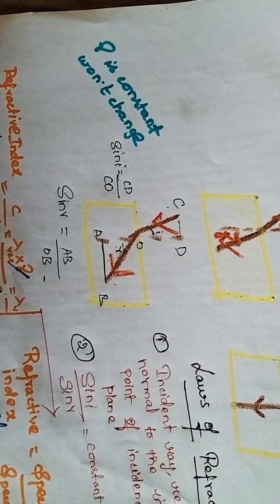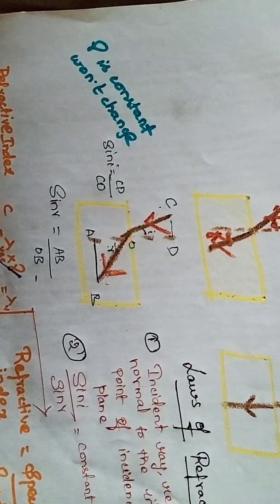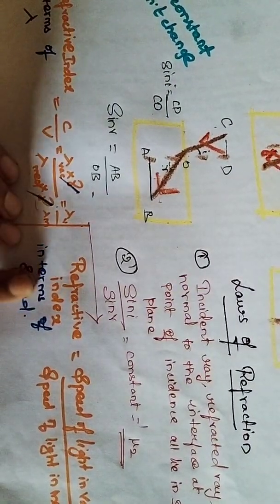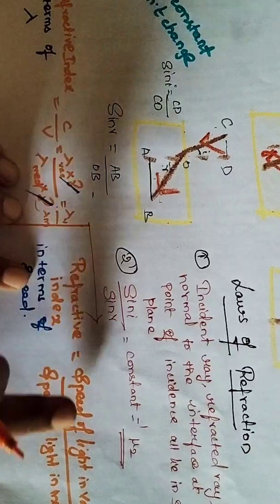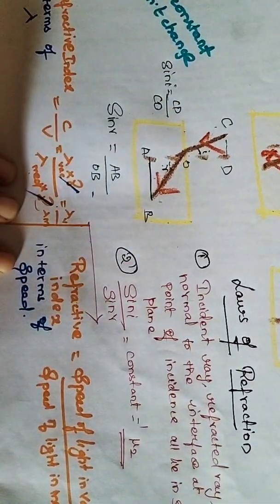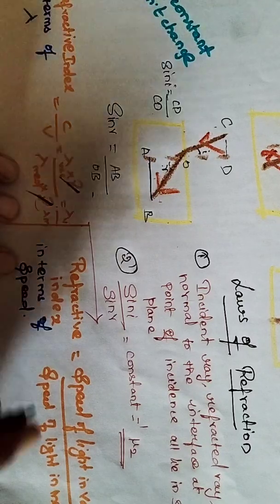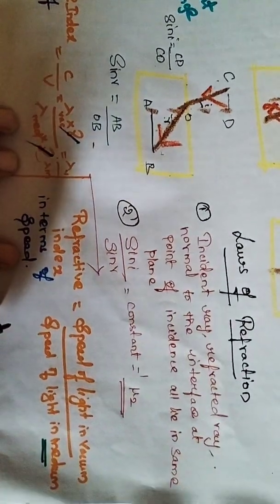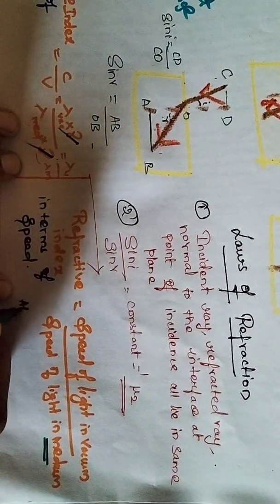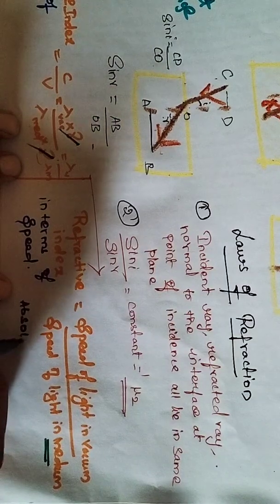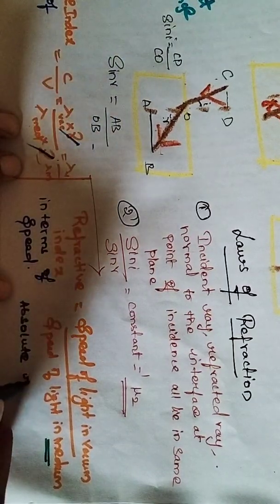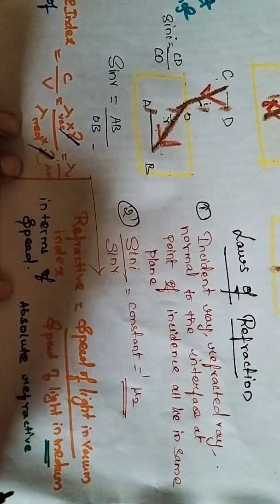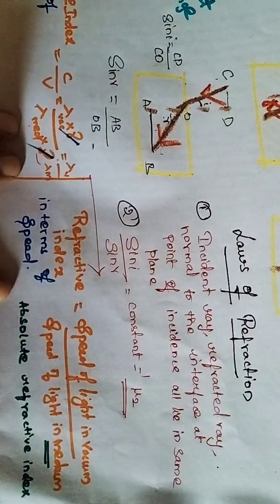Now the relative refractive index of medium 2. Now I have calculated this speed of light with respect to the vacuum. This is what we call the absolute refractive index. If we calculate the refractive index of a medium with respect to vacuum, then it is called absolute refractive index. Clear?